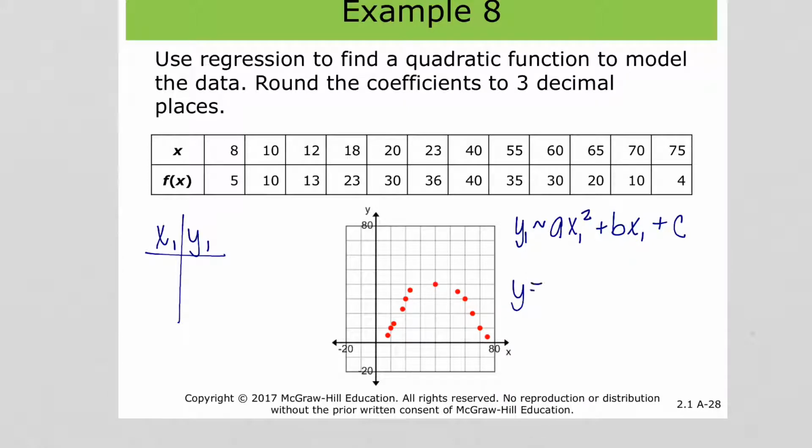And what you should end up with is negative 0.034x squared plus 2.793x minus 14.285. And that concludes this section.